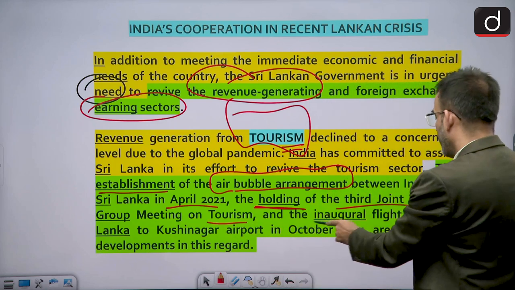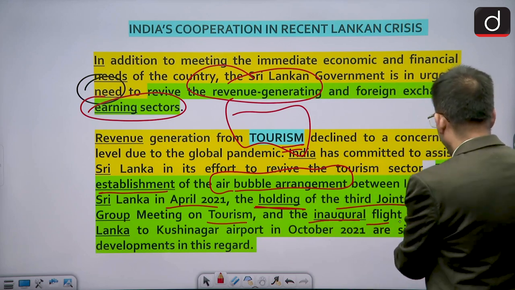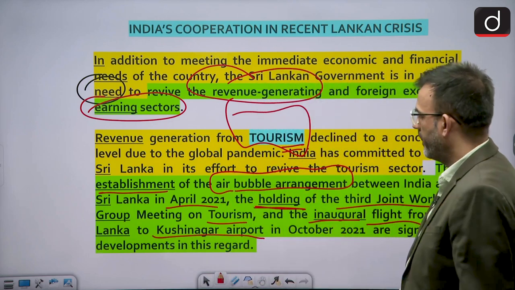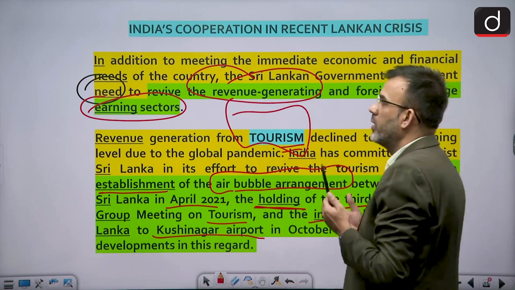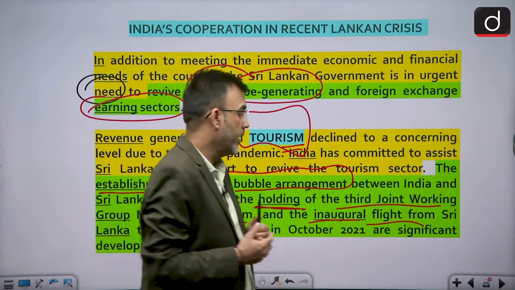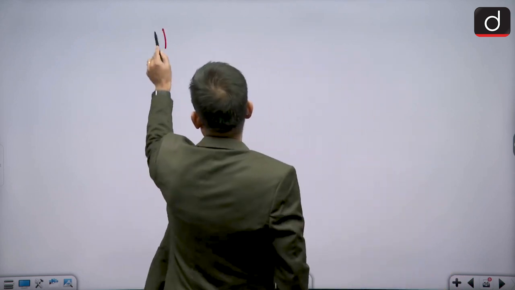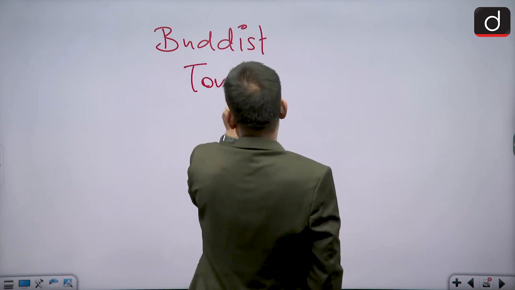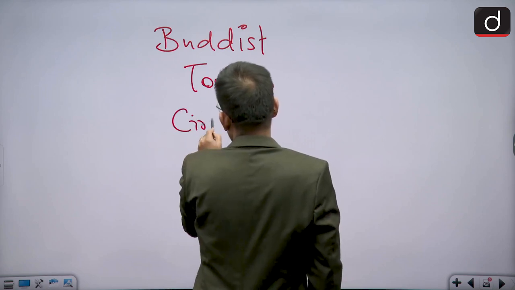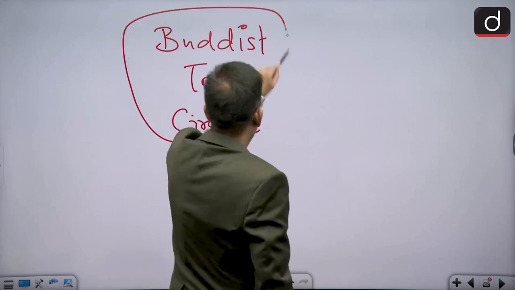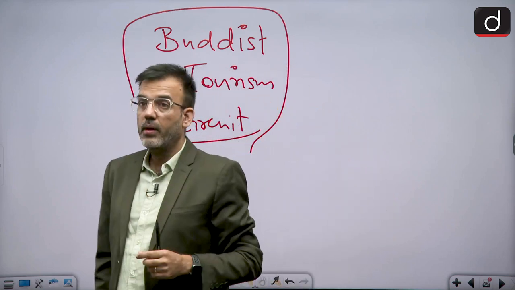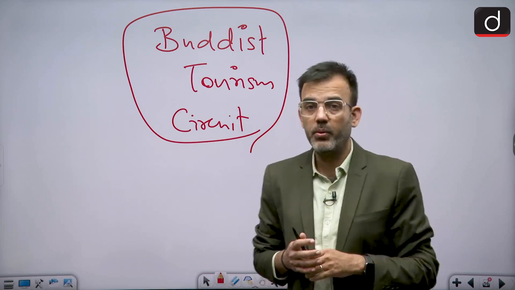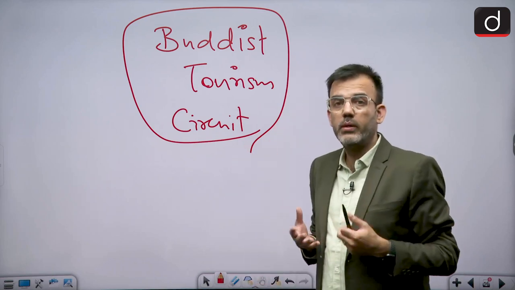The outcome of these joint working group meetings was an inaugural flight from Colombo to Kushinagar in October. That helped Sri Lanka a lot in rejuvenating its tourism sector. There is also the Buddhist tourism circuit approach. Sri Lanka being a Buddhist majority country, and we know the Ramayana trail and this Buddhist tourism circuit, together they can do wonders for both these countries.